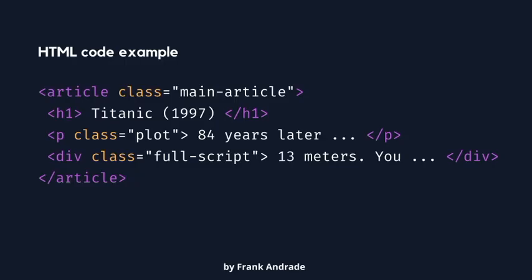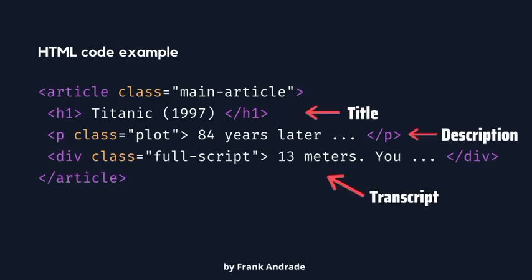Now, if you've never seen HTML code before, you could still recognize some text elements like the title, description, and transcript. In this case, we're looking at the transcript of the movie Titanic, so that's why the title is there. Besides that element, something you will always see in HTML code are tags. Tags are those words surrounded by brackets. There are opening and closing tags.